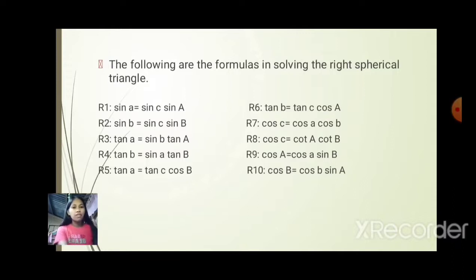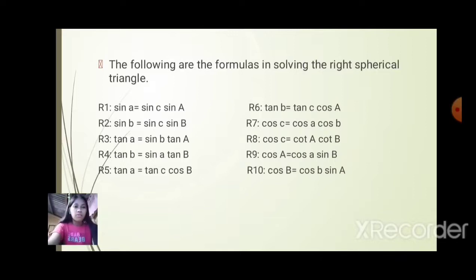Next, the following are the formulas in solving the right spherical triangle. First is R1, sin a is equal to sin c sin A. R2 is sin b is equal to sin c sin B. R3 is sin a tangent A is equal to sin b tangent A. R4 is tangent b is equal to sin a tangent B. R5 is tangent a is equal to tangent c cosine B. R6 is tangent b is equal to tangent c cosine A.